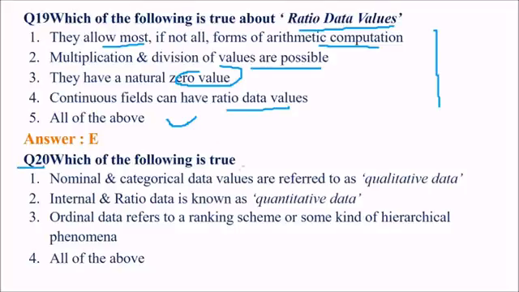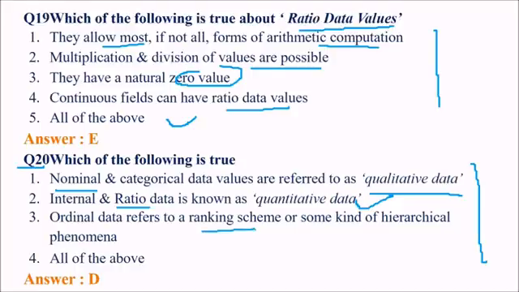Next is, which of the following is true? Four options. Read them and try to answer. Which of the following is true? The answer is again all of the above, because the nominal and categorical data values are referred to as qualitative data. Interval and ratio data are known as quantitative data. Ordinal data refers to the ranking scheme, because this is in order or some kind of hierarchical phenomena.